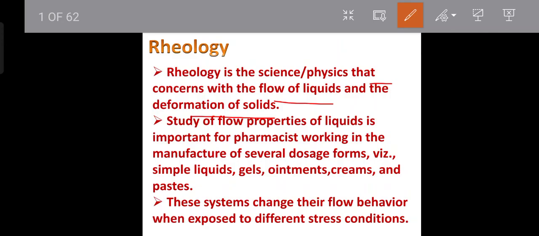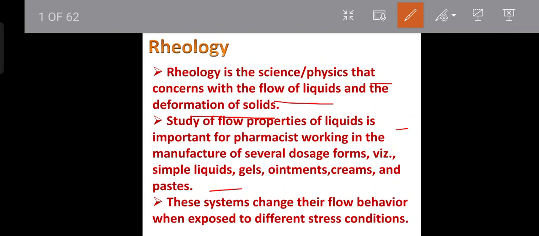Next point, the study of the flow properties of liquids is important to pharmacists working in the manufacture of several dosage forms, that is simple liquids, gels, ointments, creams and pastes. There are different dosage forms, solid and liquid, but if I consider only the liquid dosage forms, different types are available under the liquid, like gels, ointments, creams, pastes. Pharmacists need to know their flow property, because from this flow property, other pharmaceutical parameters like solubility and dissolution can be monitored. So rheology is important.